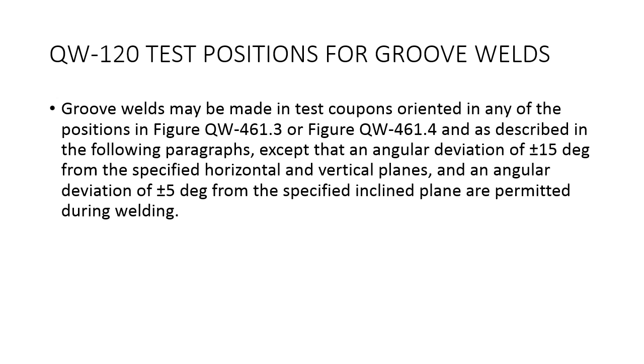QW-120. Okay, so we already got orientation. Now we're going to talk about test positions for groove welds. Groove welds may be made in test coupons orientated in any of the positions in figure QW-461.3 or figure QW-461.4, and as described in the following paragraphs, except that an angular deviation of plus or minus 15 degrees from the specified horizontal and vertical planes and an angular deviation of plus or minus 5 degrees from the specified inclined plane are permitted during welding. So it's going to tell you, we're going to talk about flat, 1G, 2G, which is horizontal.